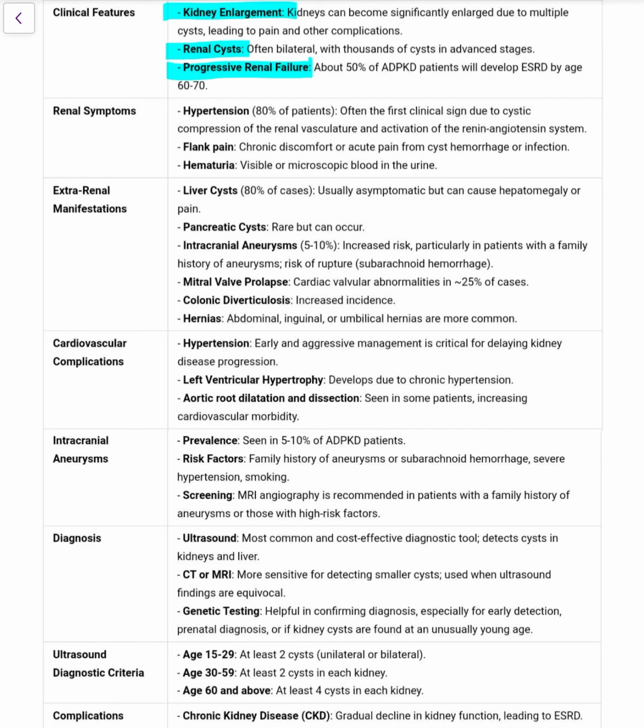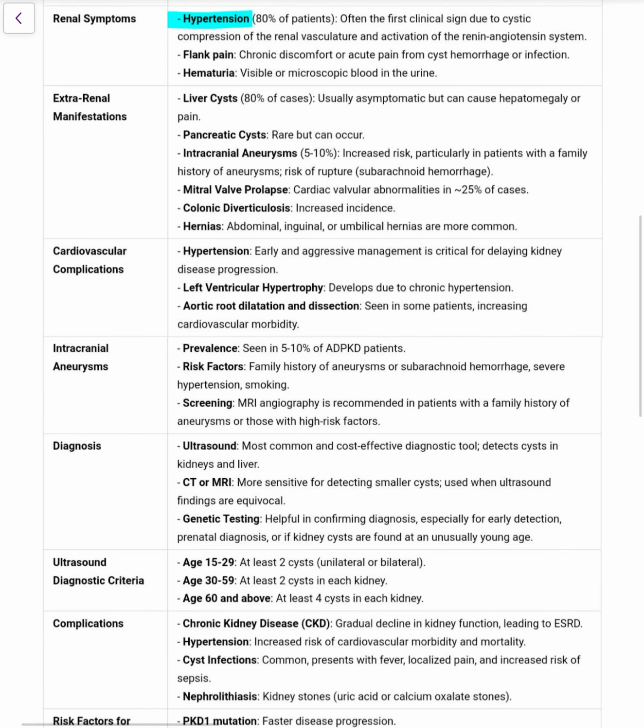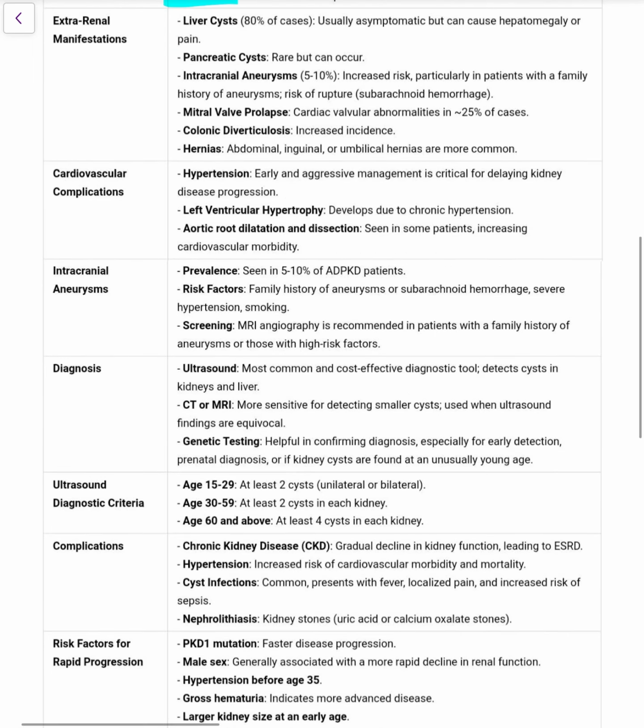Next is renal symptoms: hypertension, 80% of patients will have that, and this is the most common or the first clinical sign. It is because of the cystic compression of the renal vasculature, right? And there is activation of RAS. Next is flank pain. Chronic pain will be there, acute if there is hemorrhage, cyst hemorrhage or infection. Next is hematuria.